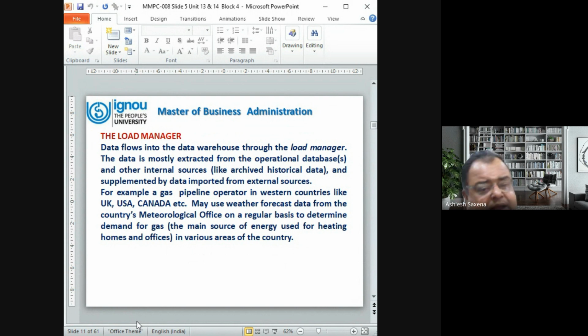For example, a gas pipeline operator in Western countries like USA, UK, Canada, etc., may use weather forecast data from the country's meteorological office on a regular basis to determine demand for gas, the main source of energy used for heating homes and offices in various areas of the country.